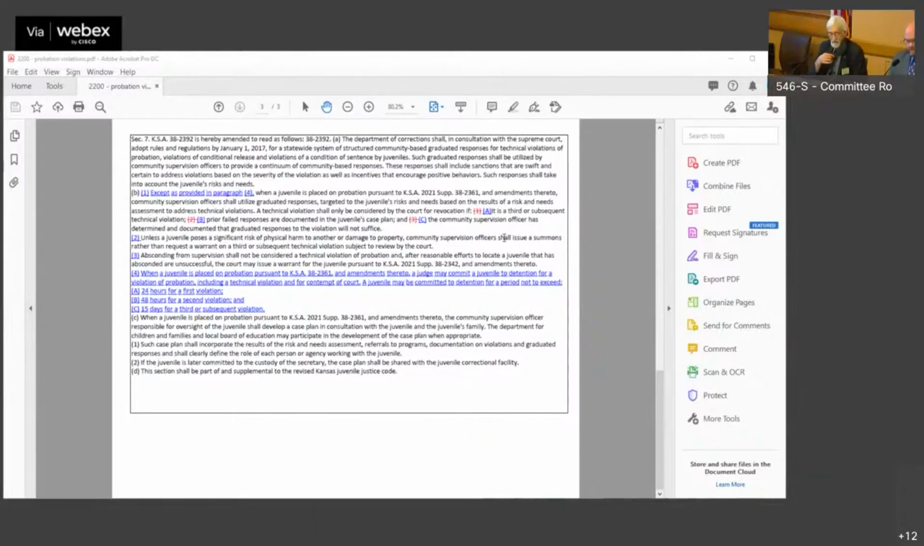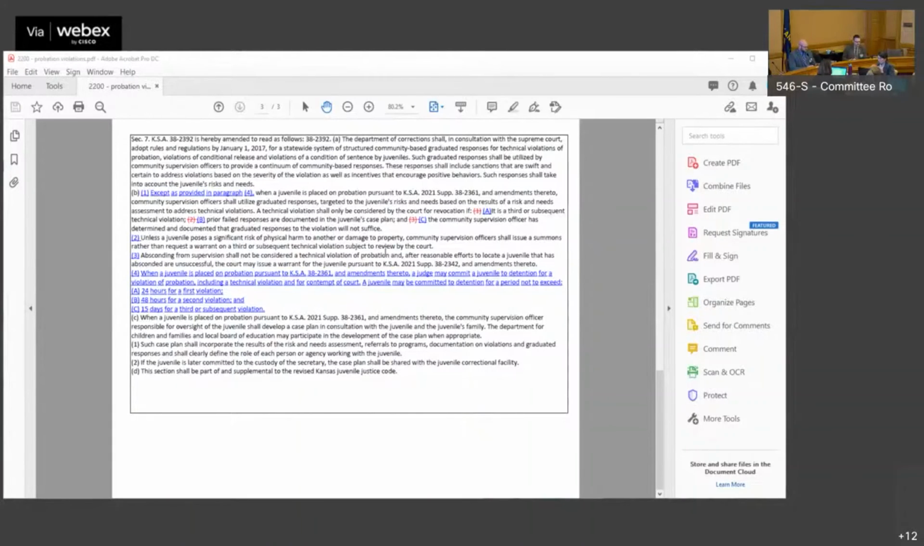Go ahead, Natalie. Thank you, Mr. Chairman. So a technical violation is defined in the code. It's in KSA 38-2302. That's the general definition section for the Juvenile Justice Code. And it means an act that violates the terms or conditions imposed as part of probation disposition, and that does not constitute a new juvenile offense or a new child in need of care violation.